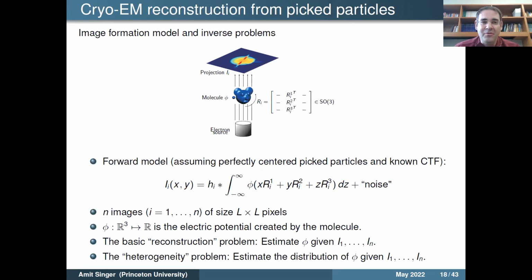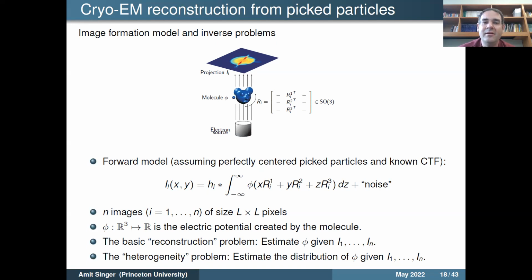Okay, so first of all, cryo-EM is an inverse problem, and as with every inverse problem, I need to tell you a bit about the image formation model, about the forward model. So we have a molecule, and let's say that phi is the electric potential or the scattering potential density. It's just a function from R3 to R that we would like to reconstruct.